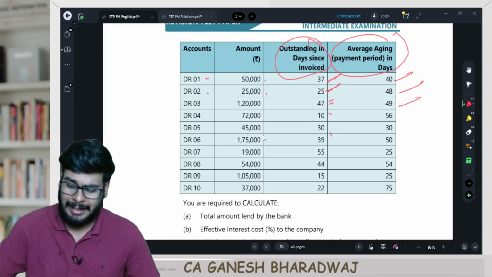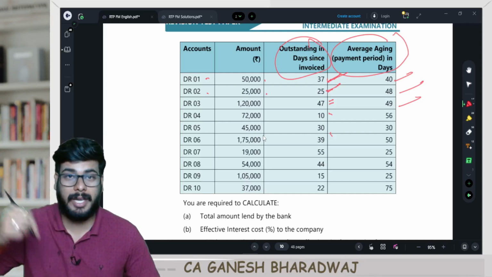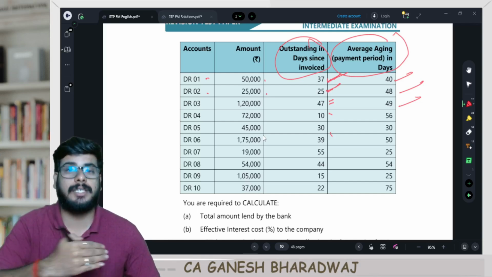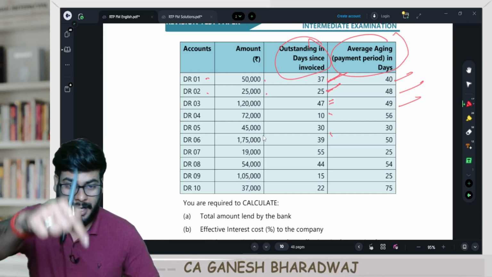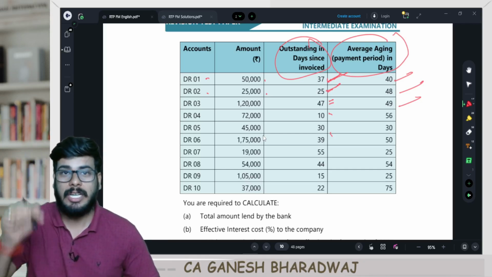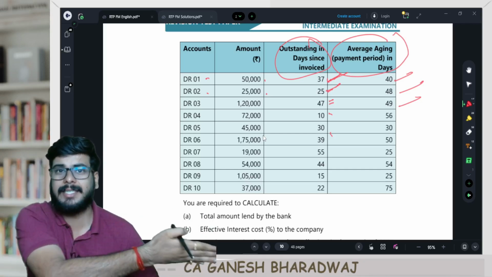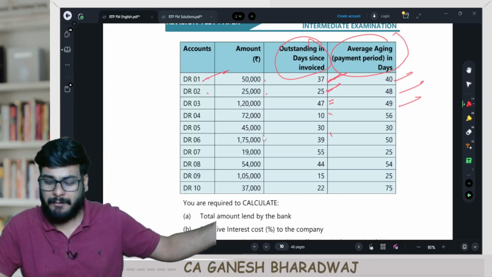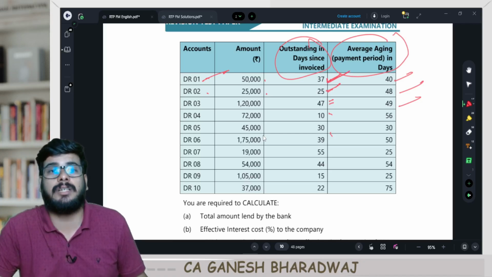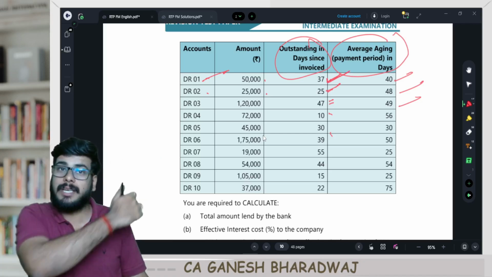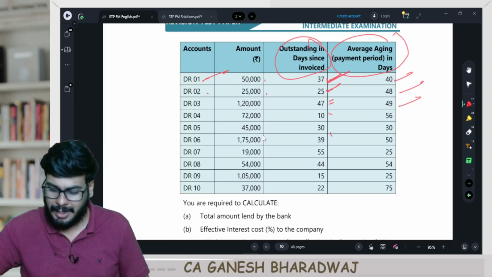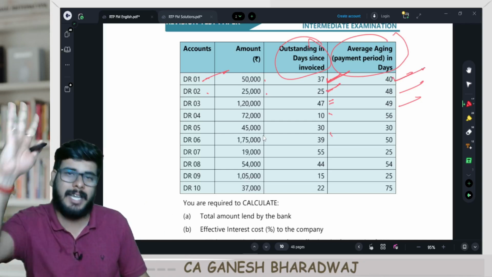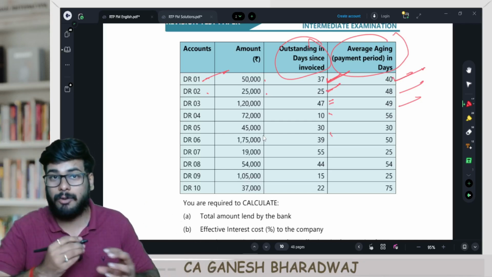Sorry, this is the actual number of days for which it is outstanding. This particular invoice is outstanding for the amount that is lying in the books. That is for the last recent sale that I've made, right? For debtor 1, for this particular sale that I've made, it has been outstanding for the last 37 days. I would have made some previous sales also, no? And based on my past experience with him, I know that on an average it takes 40 days. Are you clear with this? This is how you need to read this.